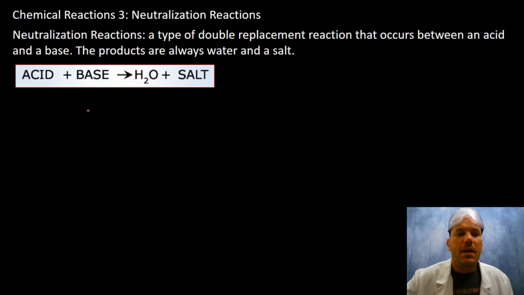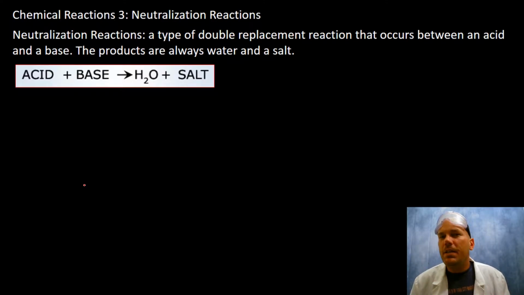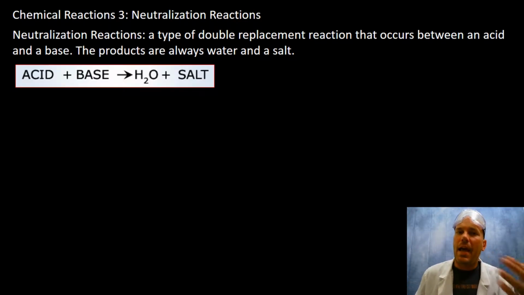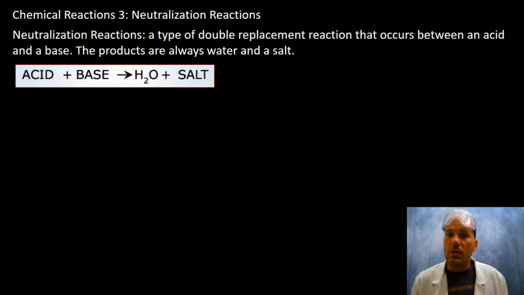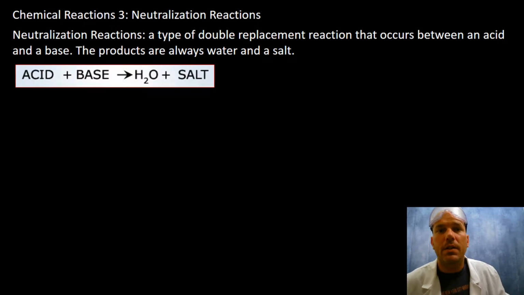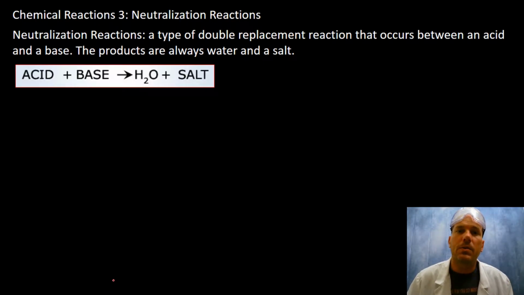Okay, in this final type of reaction, which is really just a special type of double replacement reaction, but I want to take some time and look at it separately, is a neutralization reaction where you're combining an acid and a base. When this occurs, the products are always going to be a salt and water. Now remember, our definition for salt in chemistry is an ionic compound which is composed of a metal and a nonmetal. Okay, but these products are always going to be the same here.